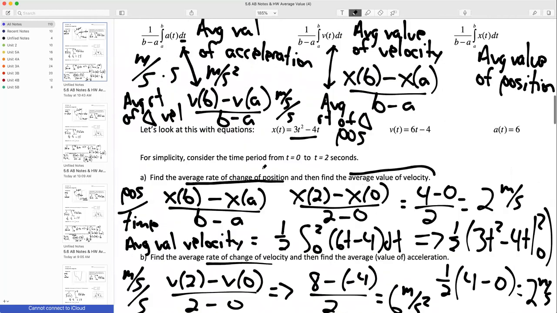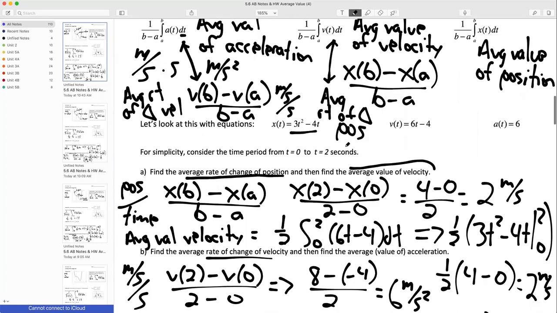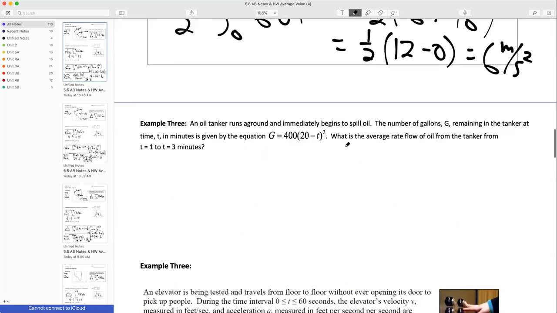However, going back up here, the average value of acceleration is equivalent to the average rate of change of the velocity. If I take the derivative of the velocity, I get an acceleration. If I'm finding an average value of acceleration, I also end up with an acceleration. The average value of the velocity is equal to the average rate of change of the position. So let's look at a couple of examples.